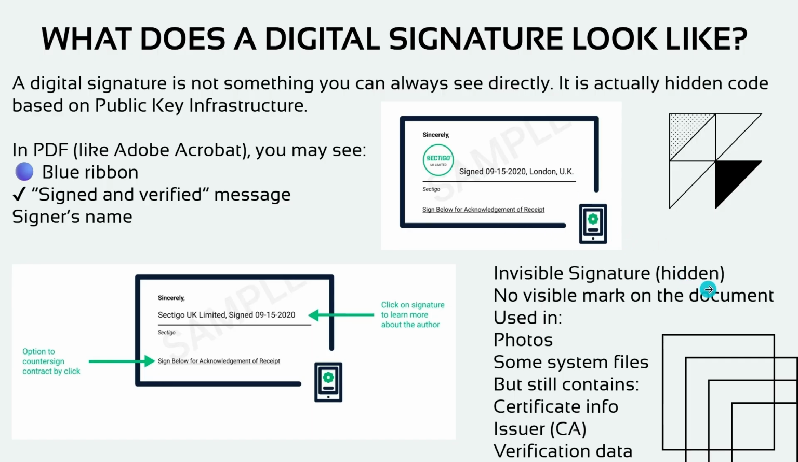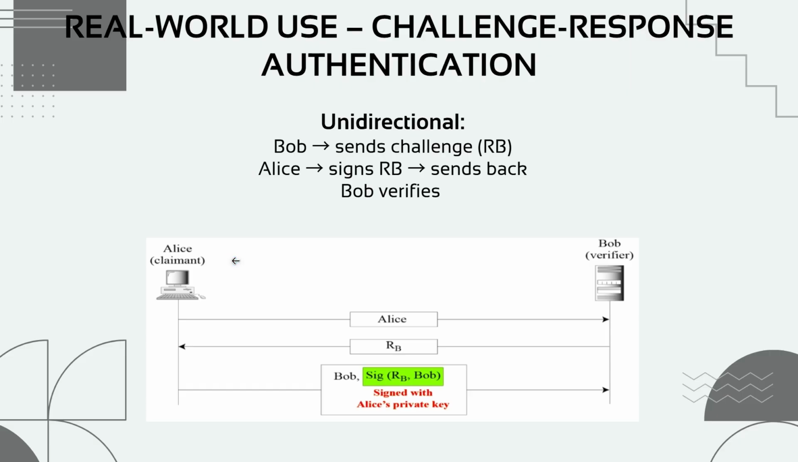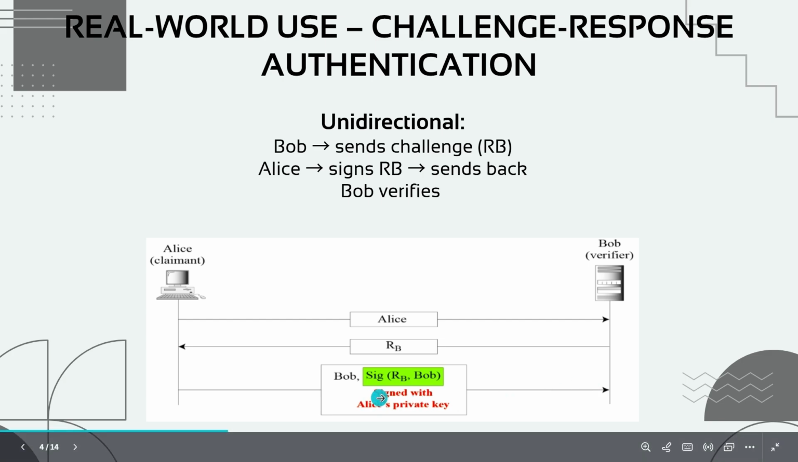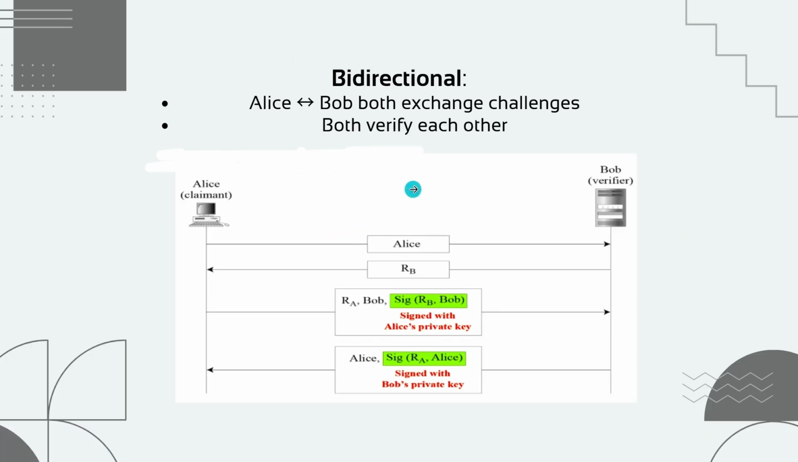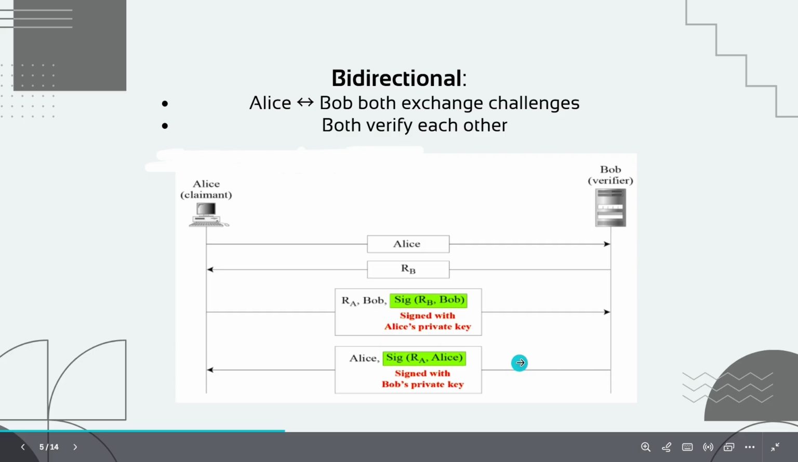In real-world use, challenge-response authentication has two types, unidirectional and bidirectional. For unidirectional, Bob is the verifier and Alice the claimant. Bob sends a challenge RB, Alice signs the RB and sends it back, and then Bob verifies it. For bidirectional, Alice and Bob both exchange their challenges with each other, and then both verify each other.